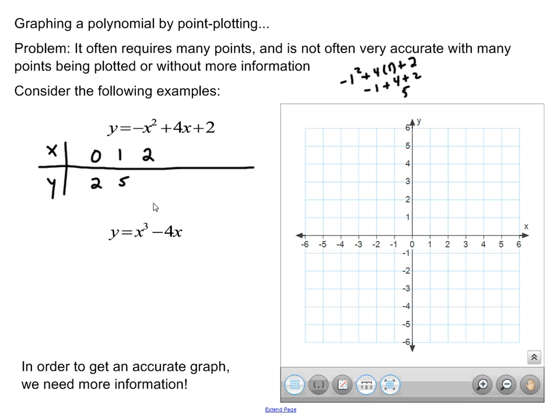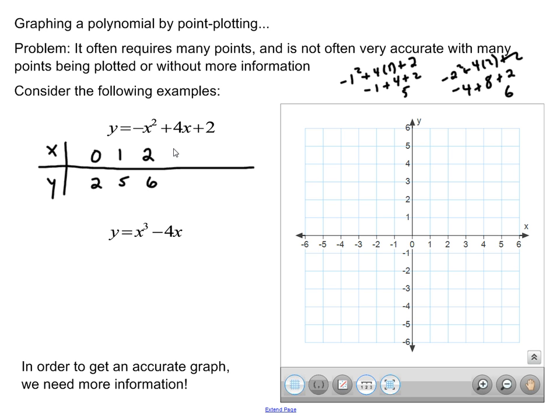Let's see what happens at 2. So in that case, we'd be taking the negative of 2 squared plus 4 times 2 plus 2. Let's see what happens here. Negative 2 squared, that's negative 4 plus 8 plus 2. And let's see, negative 4 plus 8 would be 4, plus 2, that would be 6. And so we would say 2, 6. Well, that looks kind of weird. Doesn't seem to follow any linear pattern.